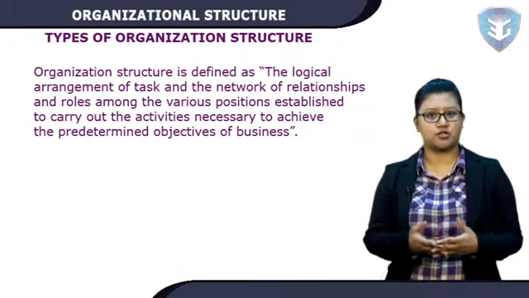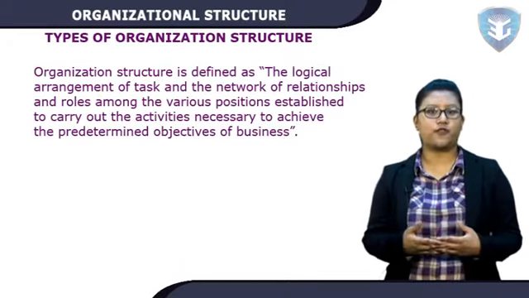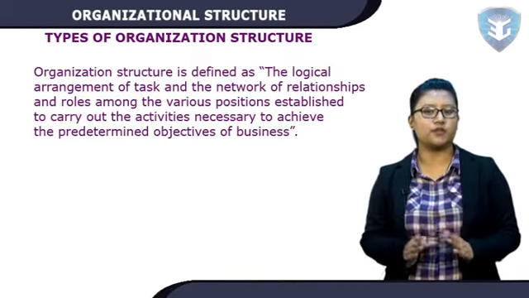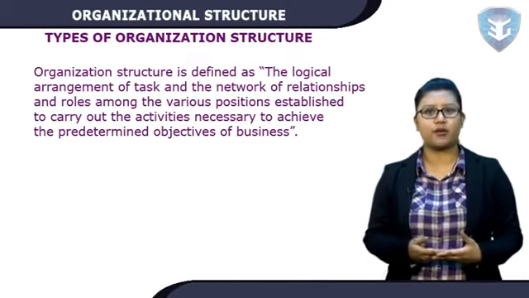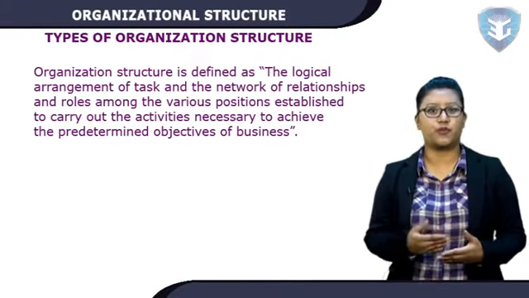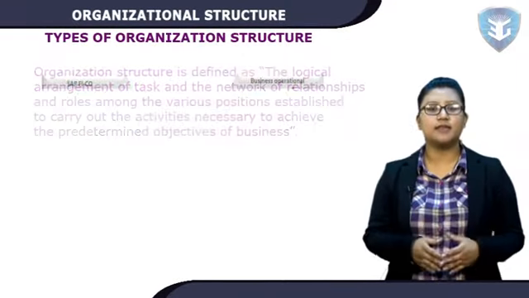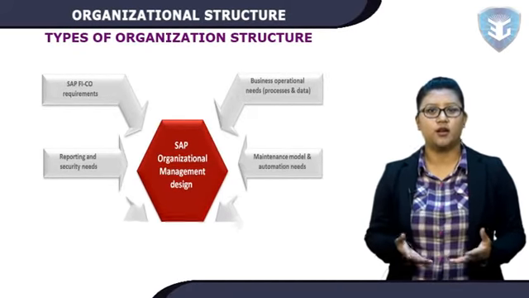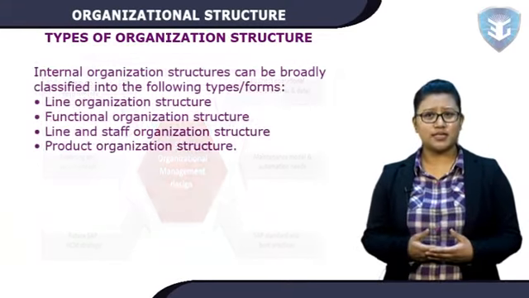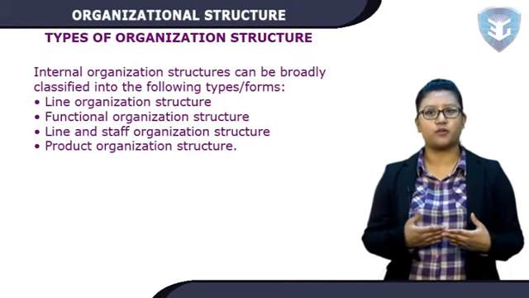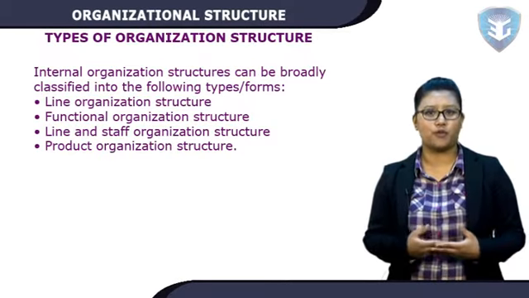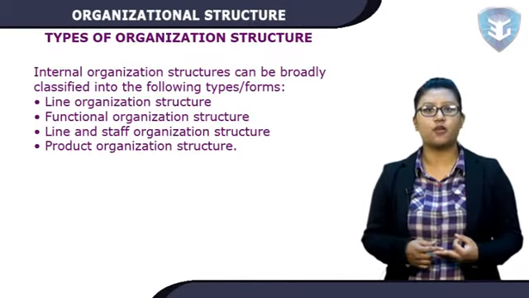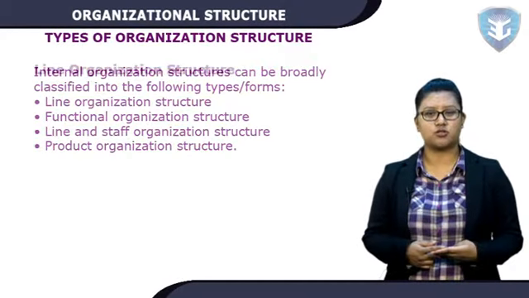Types of organization structure. Organization structure is defined as the logical arrangement of tasks and the network of relationships and roles among the various positions established to carry out the activities necessary to achieve the predetermined objectives of business. Internal organization structure constitutes the arteries and veins through which the blood of work flows into the body of organization. Internal organization structures can be broadly classified into the following types or forms: line organization structure, functional organization structure, line and staff organization structure, product organization structure.